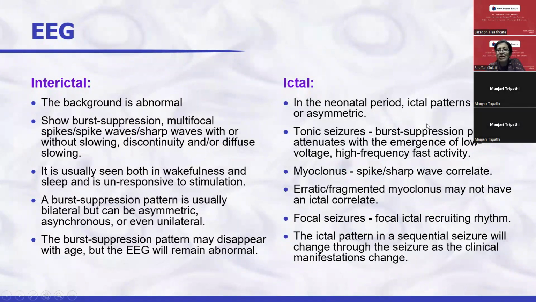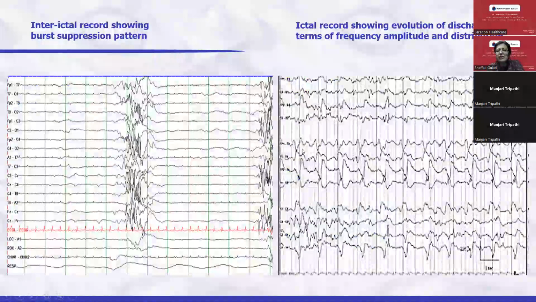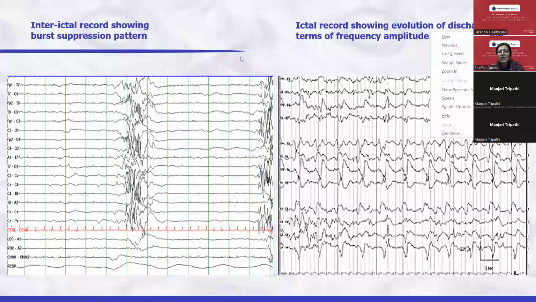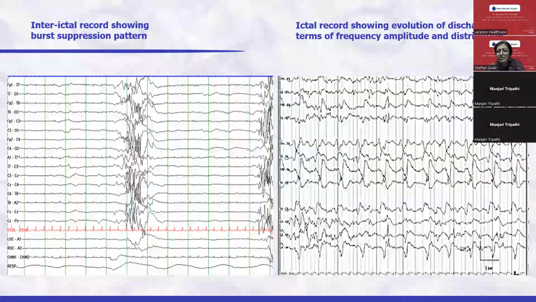In the ictal one, they can be focal or symmetric. With tonic seizures, you may have a burst suppression pattern, which is there with the emergence of low voltage, high frequency, fast activity. This was an interictal record showing a burst suppression pattern. And here you can see an evolution of the discharges in terms of frequency, amplitude and distribution.